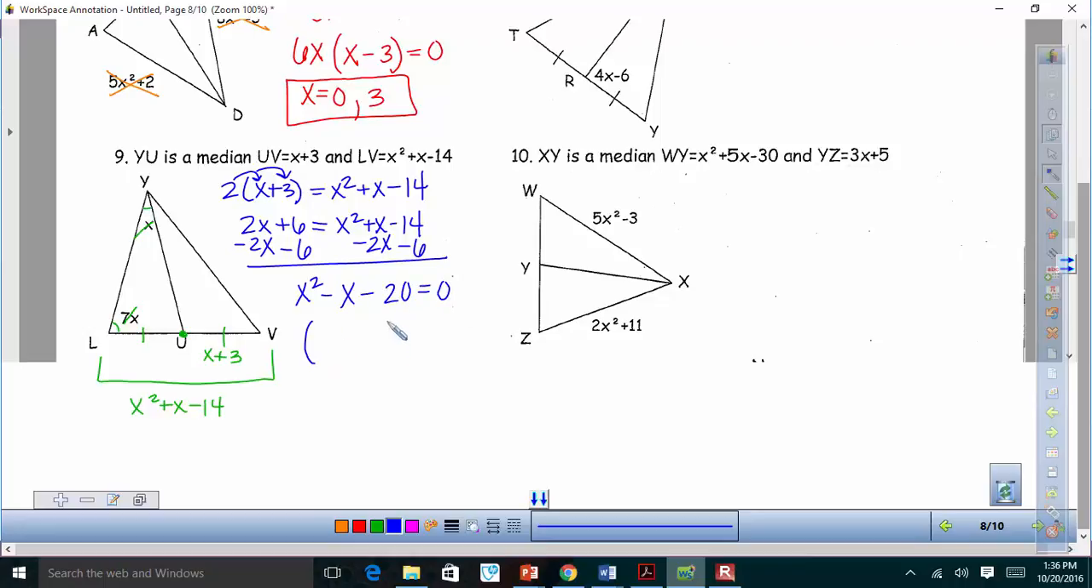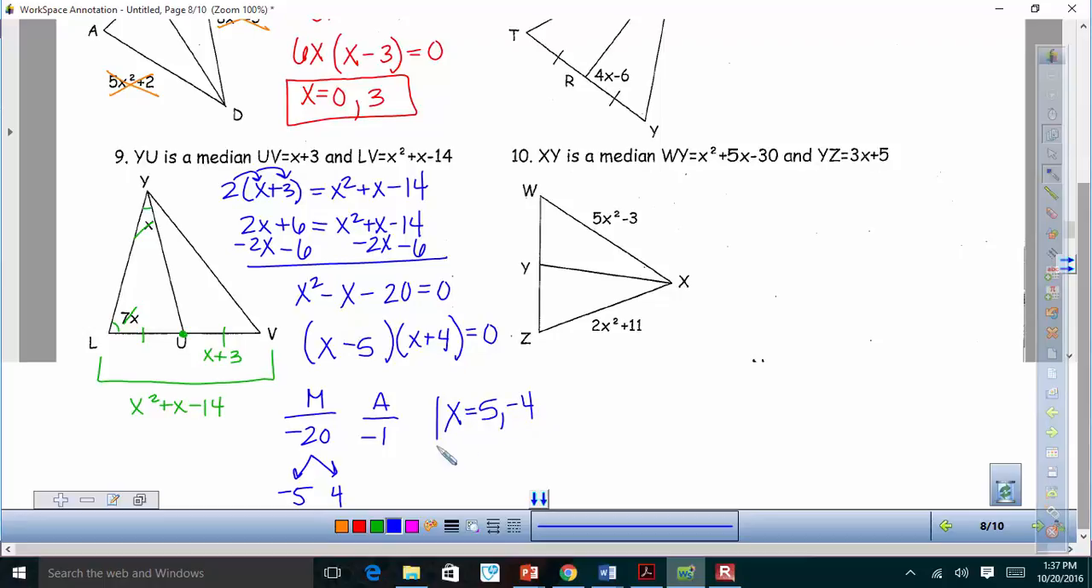Okay, so this is factoring by trinomial method. So I'm going to go ahead and draw my parentheses. What letter goes in both? X. And I'm looking for something that multiplies to give me negative 20 and adds to give me a negative 1. Very good. Negative 5 and 4. So this would be negative 5, positive 4. And then when I get what x equals, what happens? They swap. So it would be a positive 5, negative 4. Perfect.